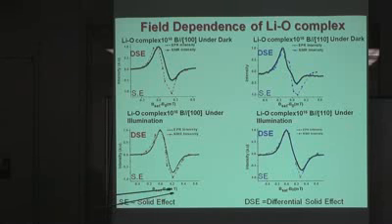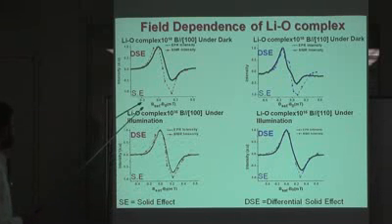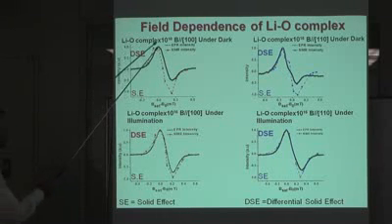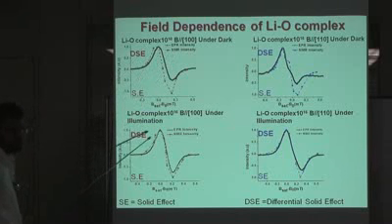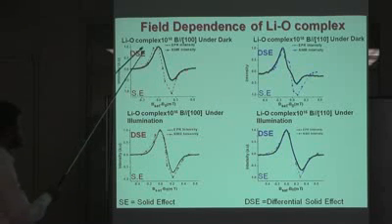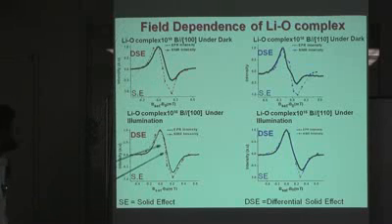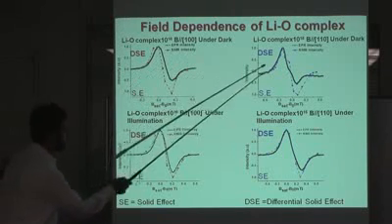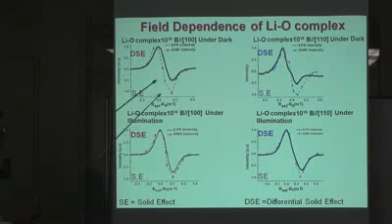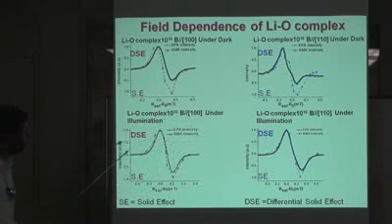Field dependence of lithium oxygen complex. Here you can see the y-axis represents the normalized EPR intensity and NMR intensity. The x-axis represents B-sat minus B-naught. B-sat is the saturation field where we saturate our EPR line. Each red dot or blue dot represents a saturation field, and B-naught is the center field.